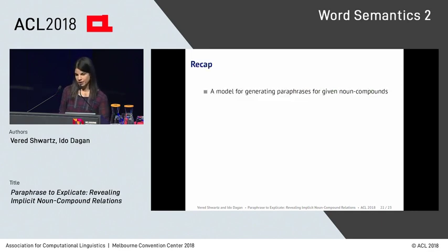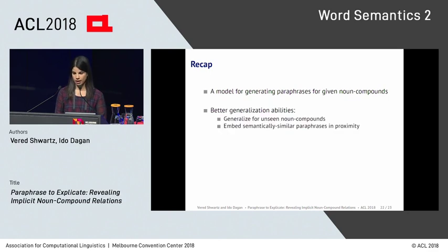So to recap, I presented a model for generating paraphrases for given noun compounds that explicate the semantic relation between the constituents. It has better generalization abilities, both with respect to predicting the same paraphrases for similar unobserved noun compounds, and with respect to embedding semantically similar paraphrases in proximity and predicting more semantically similar paraphrases. And we have improved performance in challenging evaluation settings. Thank you.